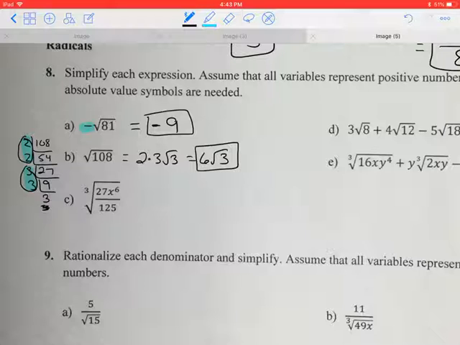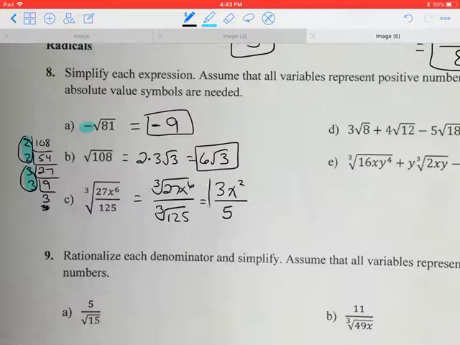All right, now for part C, since I have a fraction, I can go ahead and split this up. So the cube root of 27 would be 3. For the cube root of x to the 6th, that would be 2 groups of 3, so that would be x squared. And then for cube root of 125, that's just going to be 5.